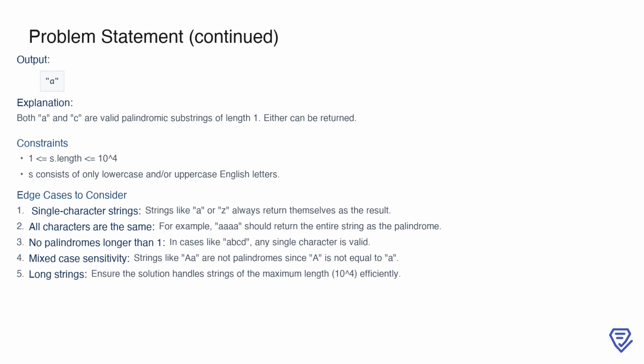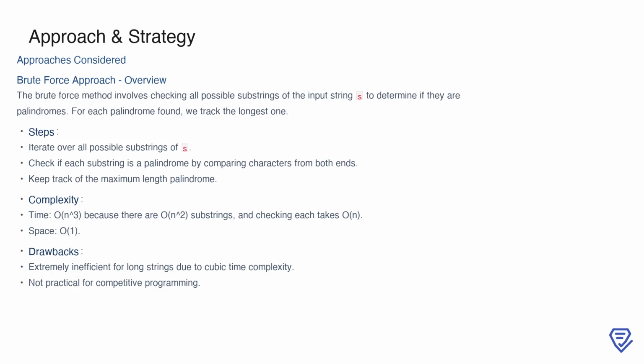To solve the longest palindromic substring problem, one approach we can consider is the brute force method. This involves examining all possible substrings of the input string to determine if each one is a palindrome. For every palindrome we find, we keep track of the longest one encountered so far. The steps are straightforward. First, we generate all possible substrings, then check each substring by comparing its characters from both ends to see if it reads the same forward and backward. Finally, we update our maximum length palindrome whenever we encounter a longer one.